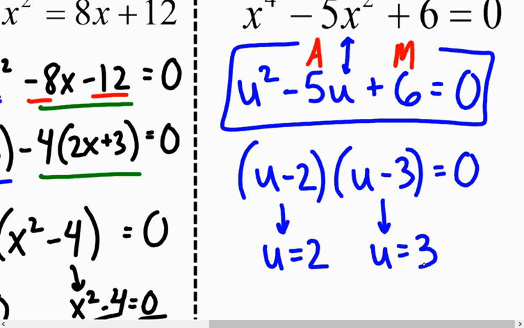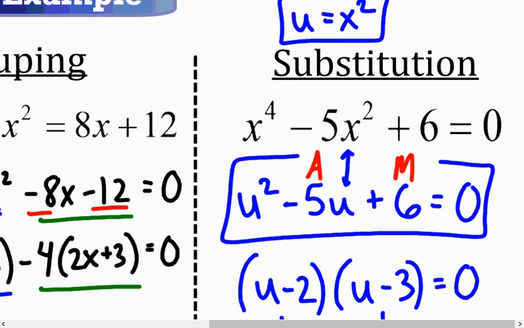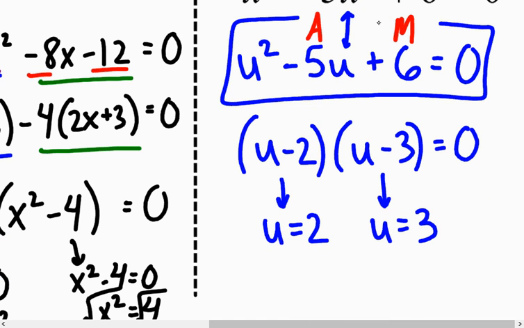But the original equation didn't ask about u, it asked about x. And I can use the fact that I know what u is. U is equal to x squared. So if u equals 2, that actually means that x squared equals 2. If u equals 3, that actually means that x squared equals 3.